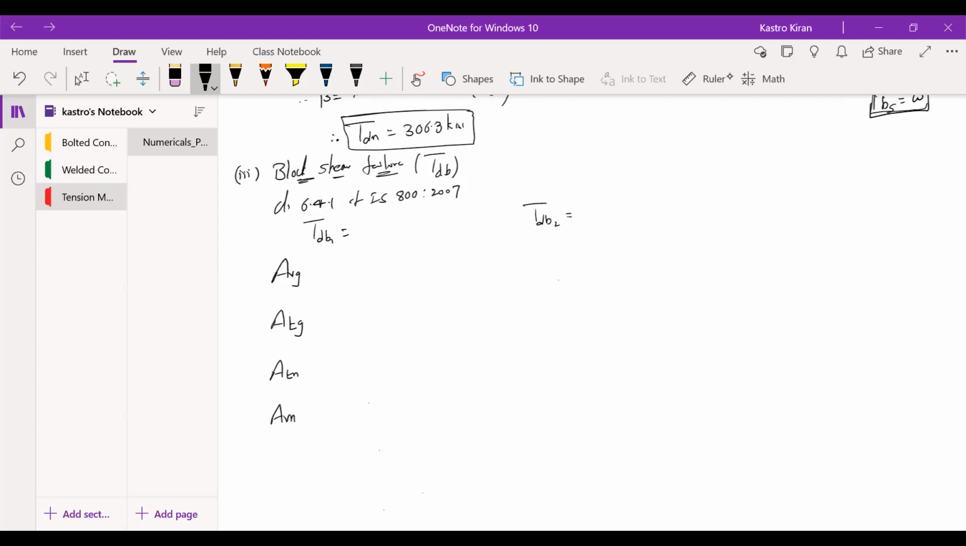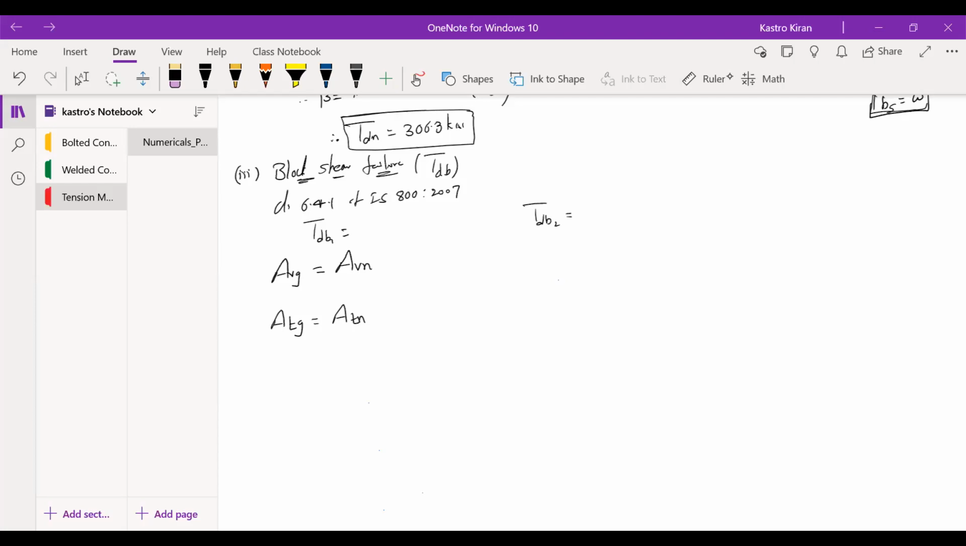welded connection problems in the design of tension members, one scenario which you have to remember is what the code book actually says for welded connections. For welded connections, the code book says the value of AVG is taken as AVN also, and the value of ATG is taken as ATN also. That means whatever value you obtain for AVG, the same value has to be taken for AVN, and whatever value you obtain for ATG, the same value has to be taken for ATN.